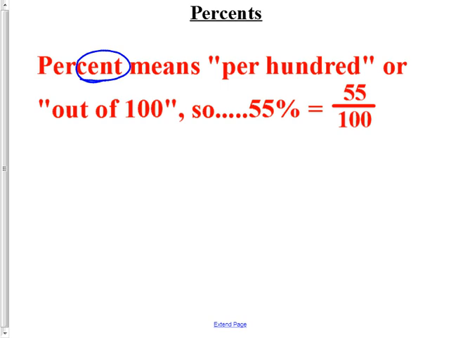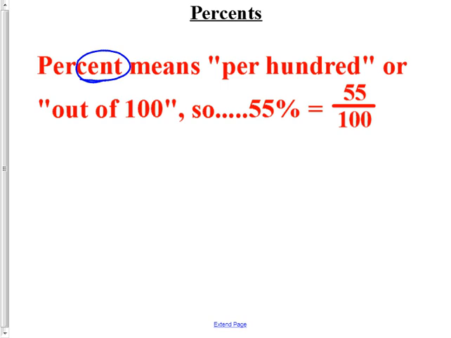Now the whole out of 100 part should make sense because the root word cent means 100. So for example, a century is 100 years. There are 100 centimeters in a meter. So cent means 100, percent means per 100. And a percent really is a way to represent a part of a whole. So it is a ratio that is a part to whole ratio.